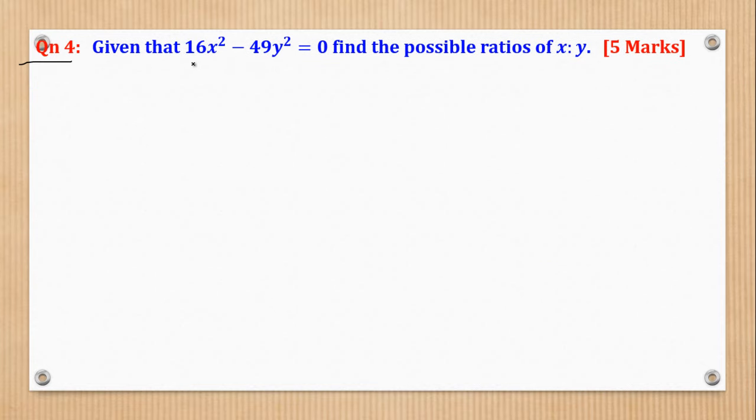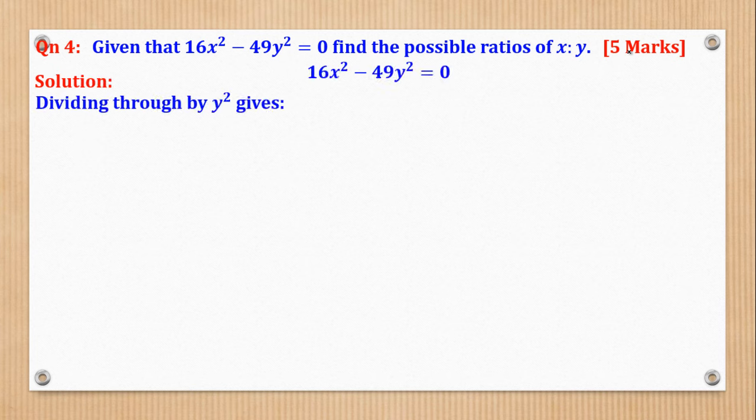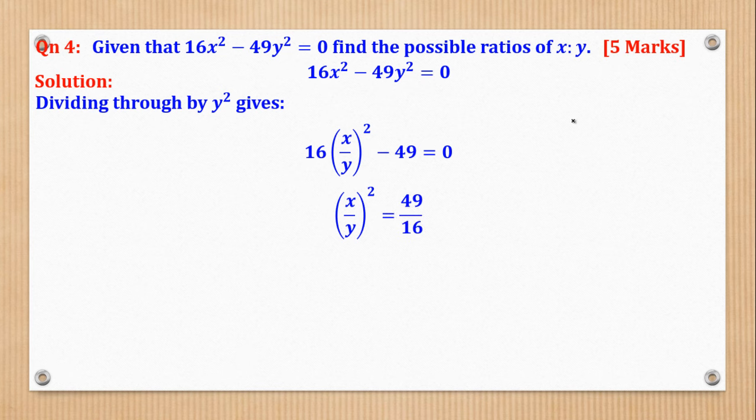Then question 4 says, given that this is equal to 0, find the possible ratios of x to z. X to z is the same as x over z. So I'll come here, get the equation, and divide through by y squared. Come up with that. Then take 49 on the other side and make this a subject to give you this. Put square root on both sides to get plus or minus.